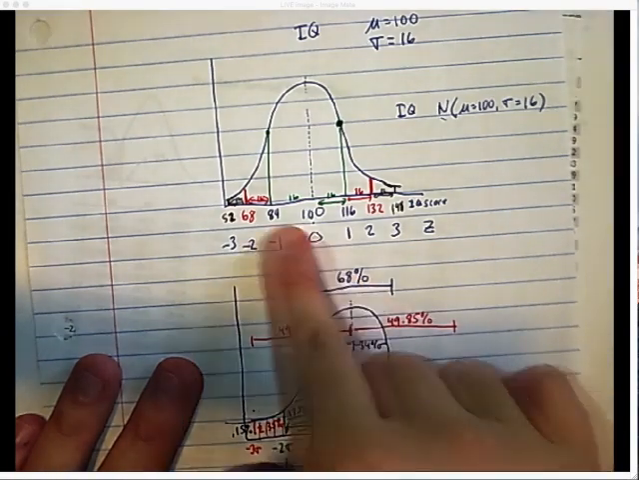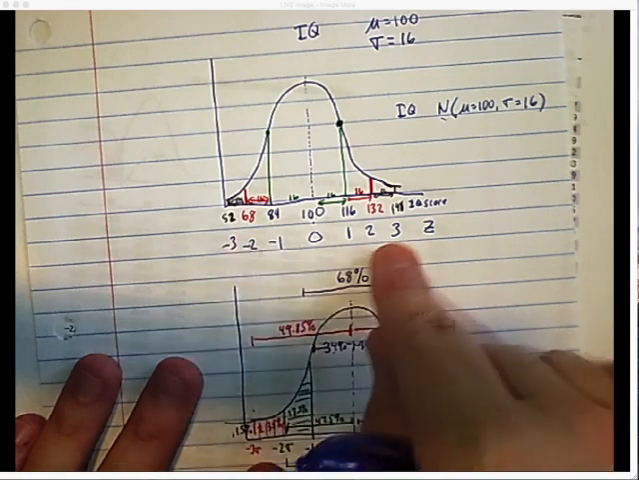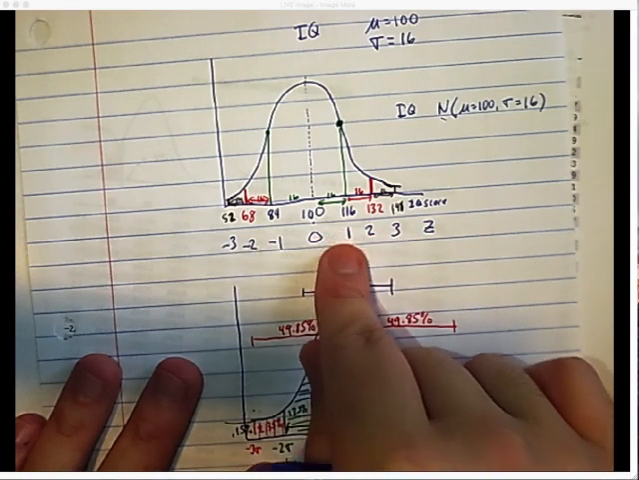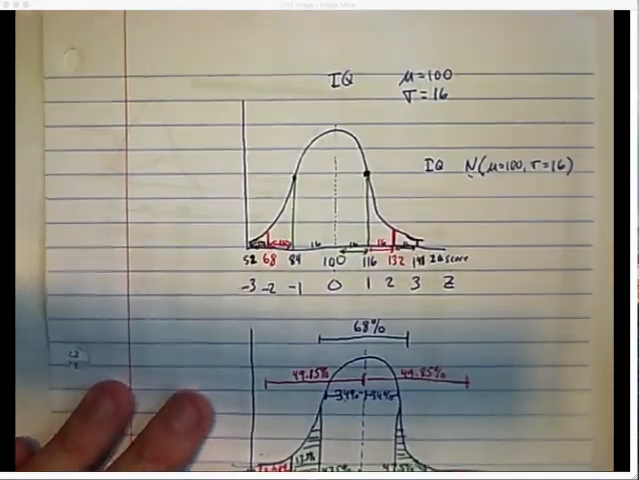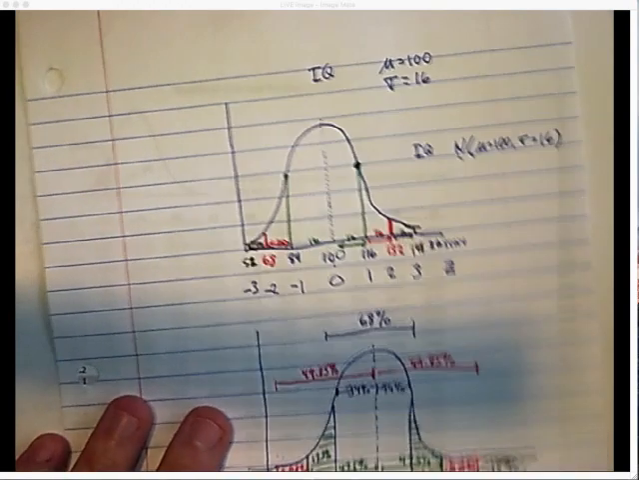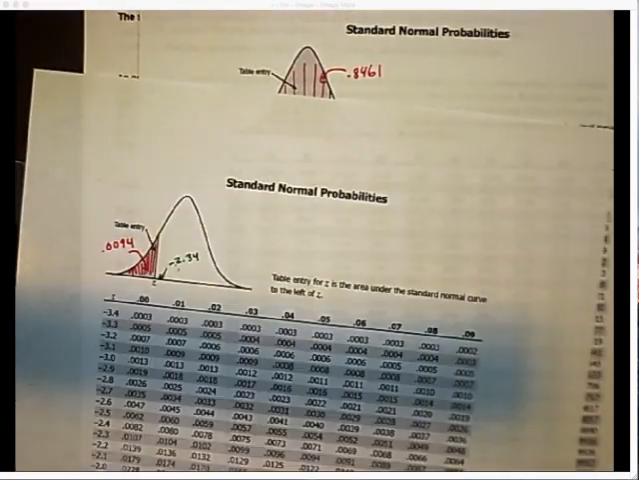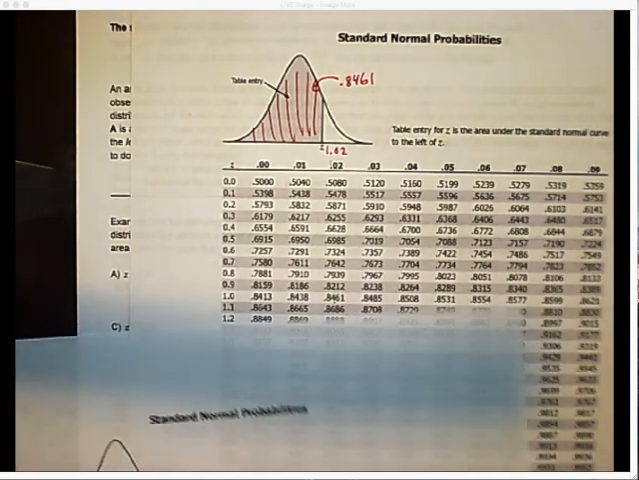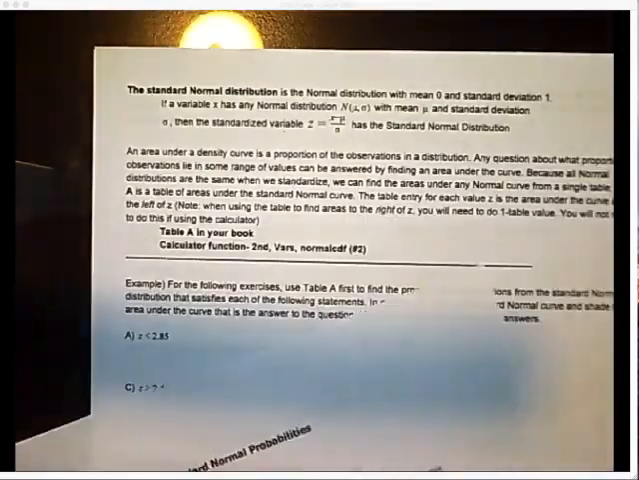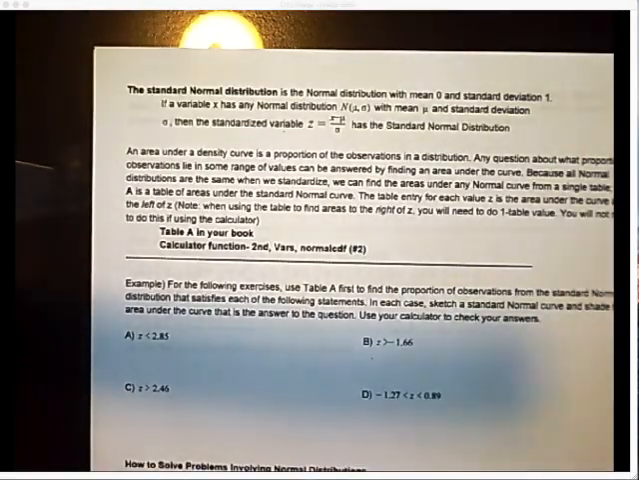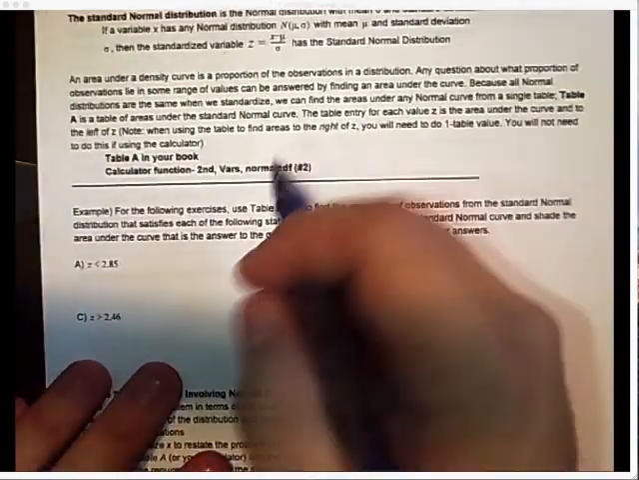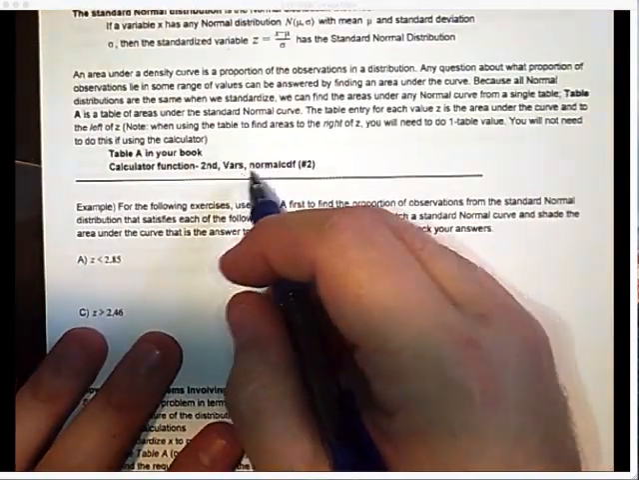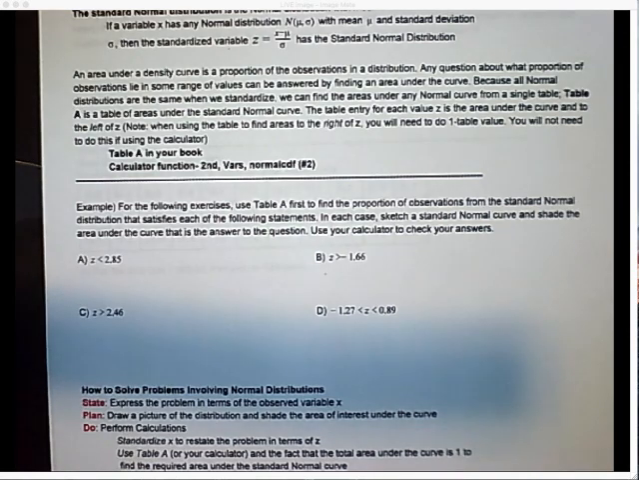And by turning data into z-scores, then we can use those tables. But there is an easier way, which we'll talk about. We can also use our calculator to help us. Our calculator has this standard normal table stored in it.